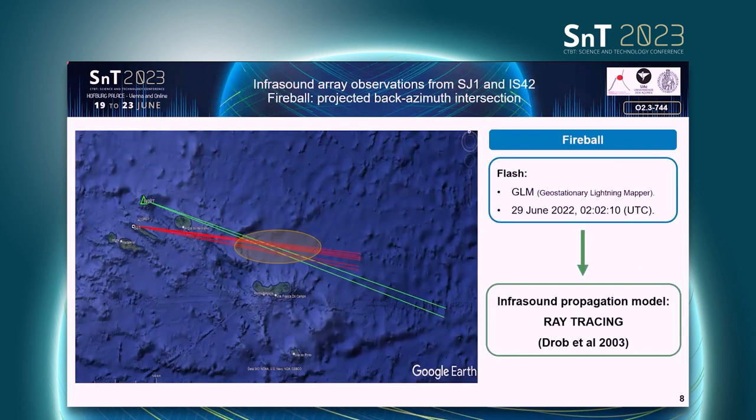The next event was a bolide. Actually, first we detected an unknown signal, but with the geostationary lightning map and also applying ray tracing techniques, we could conclude it was a fireball that happened north of São Miguel Island.